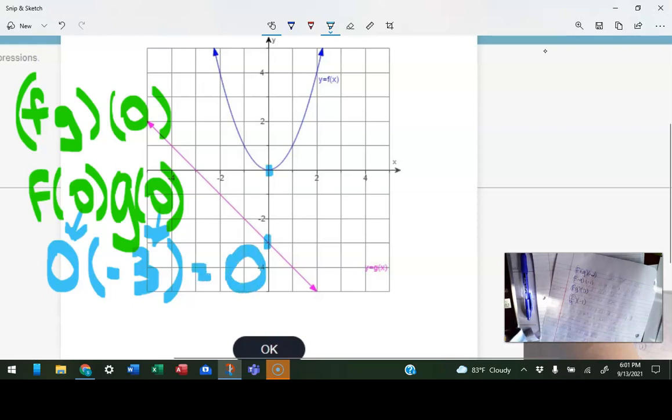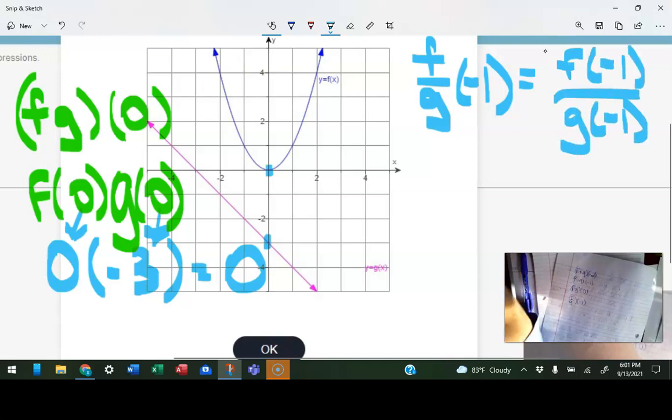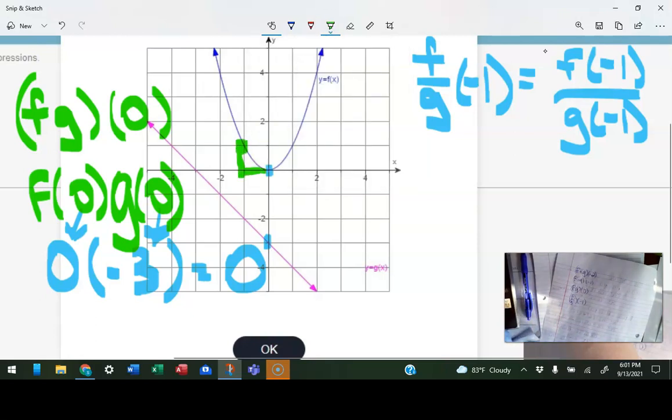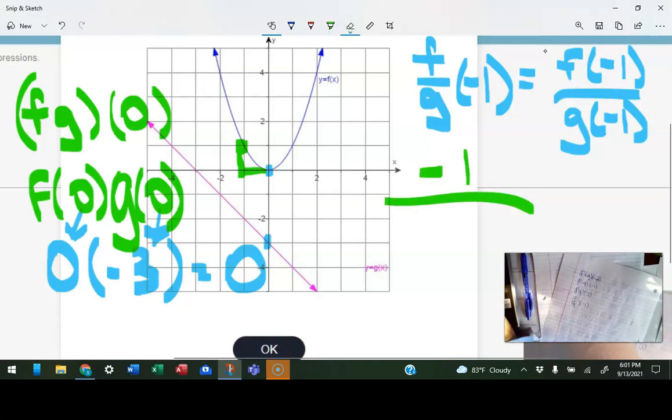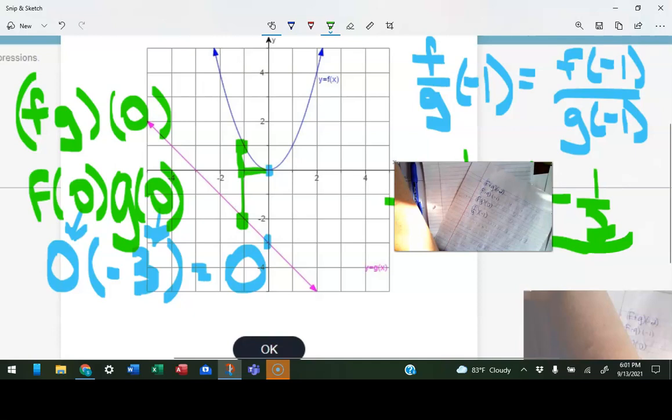And then the final one that we're going to do is f over g at -1. That's the same thing as f of -1 over g of -1. So what is f of -1? At -1, f has a value of -1, or positive 1, good heavens. Positive 1. At g of -1, I get an answer of -2. So f of -1 is 1. G of -1 is -2, so I get an answer of -1/2.